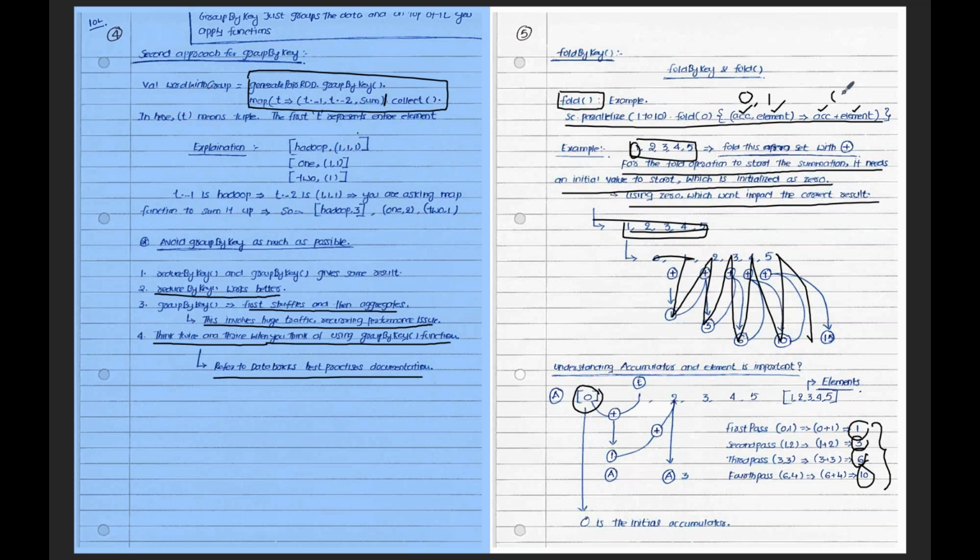Like that, 0 plus 1 is 1. Once this is completed, the new accumulator is 1. The element here is 2. So 1 plus 2 is 3. 3 is the newly formed accumulator. So 3 plus 3 is 6. 6 is the newly formed accumulator. 6 plus 4, 10. 10 is the newly formed accumulator. 10 plus 5 is 15. So accumulator and element, that's how it iterates. That is fold by key. Do you have any questions on this one? Let me know.